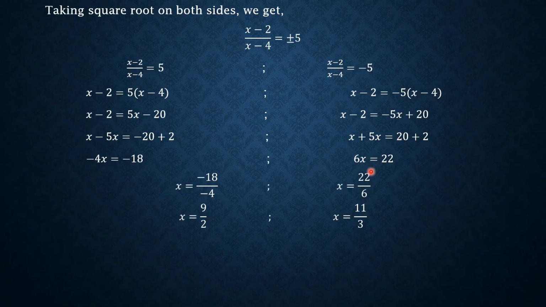Now transposing 6 to the right side, we have x equal to 22 by 6, and after simplification, we have x equal to 11 by 3, as 2 3s are 6 and 2 11s are 22. So the value of x equal to 11 by 3. So the solution set is 9 by 2 and 11 by 3.